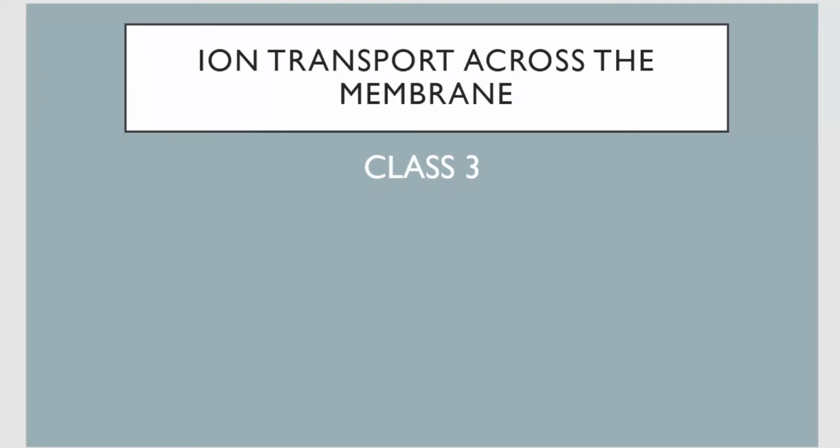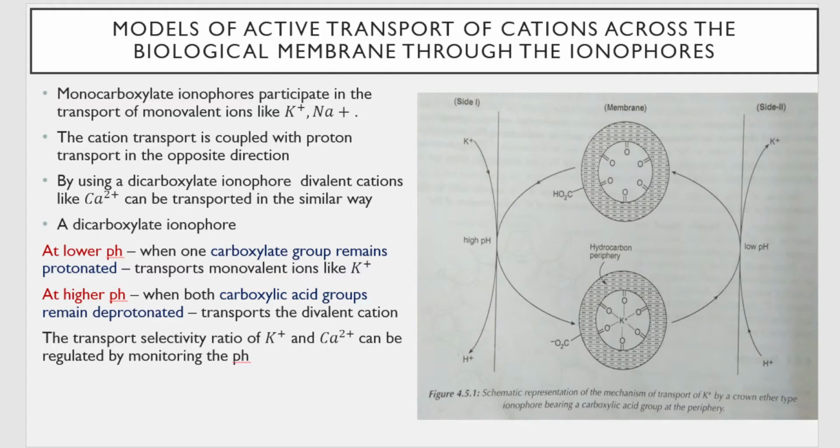So in the previous video, we had studied about ions in the biological system, metal ions majorly in the biological system, and how they are transported, different methods of transportation. And in this video, we will be continuing with the same topic, that is ion transport across the membrane.